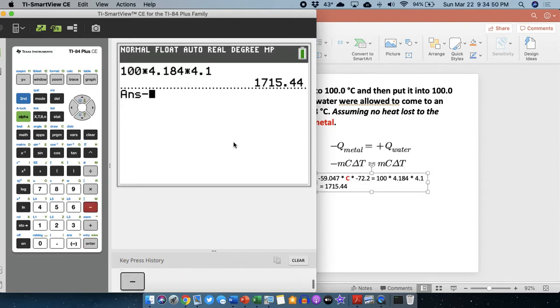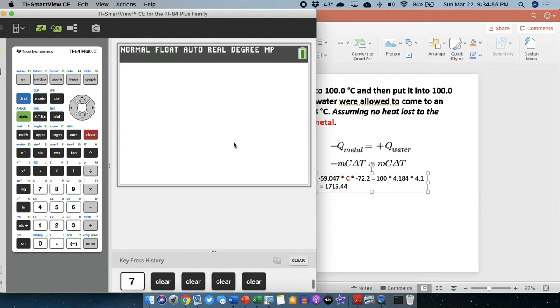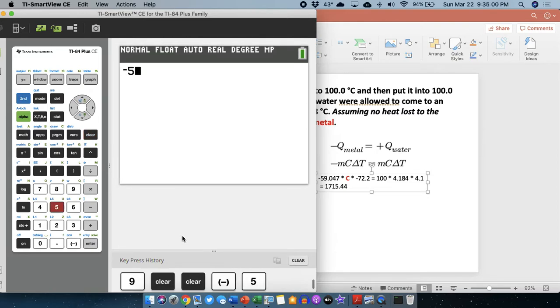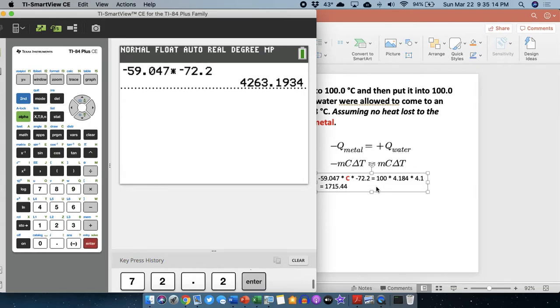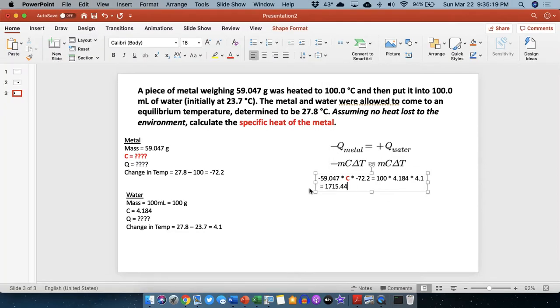I have negative 59.047. Let me get this negative in here. 59.047. And I'm going to multiply it by this negative 72.2. And folks, what happens when I have a negative number multiplied by another negative number? The negatives go away. So we have 4263.19. So we have C times 4263.19.